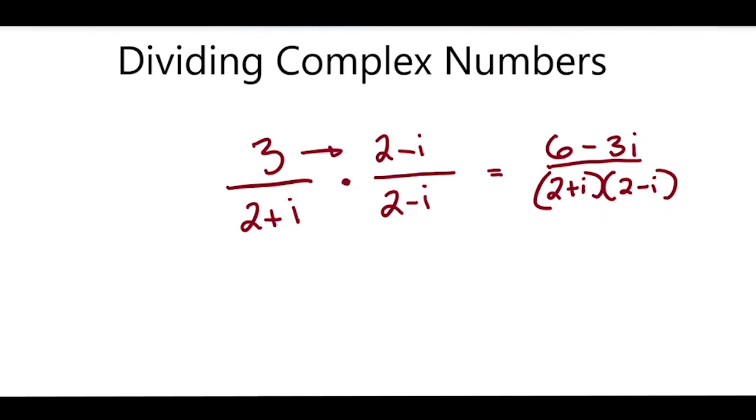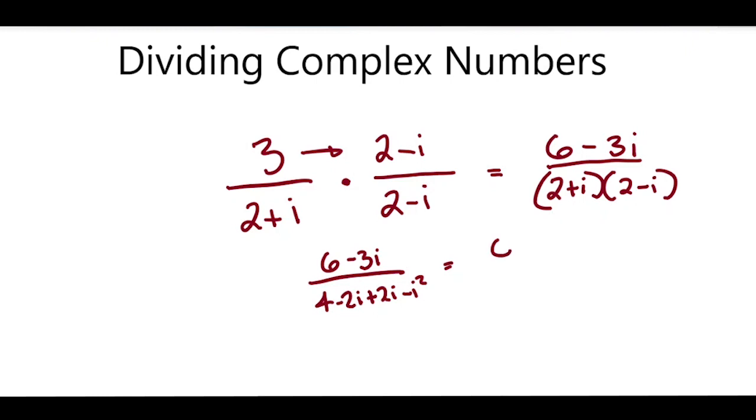But I can simplify the bottom, the denominator, and I'm going to do FOIL. So on top, I still have 6 minus 3i. And on the bottom, I have 4 minus 2i plus 2i minus i squared.